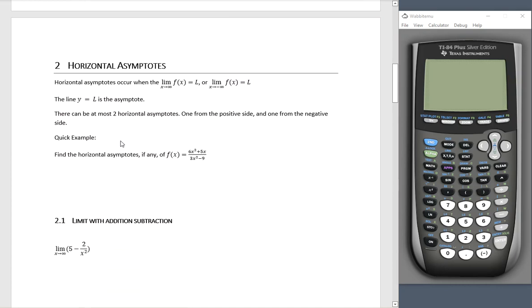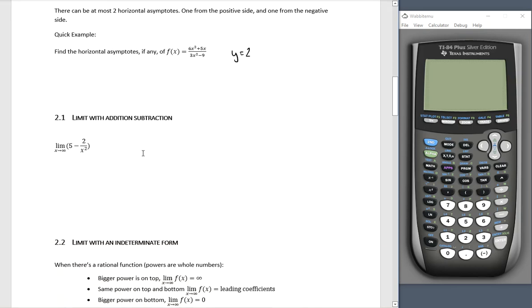That means here, find the horizontal asymptotes, if any. I'm going to write y equals 2 as our horizontal asymptote. Remember, it's always the equation of a line. It's a variable equals a number. And in this case, since it's a horizontal asymptote, it has to be y equals L. Okay, there can be almost 2 horizontal asymptotes, one to the right and one to the left, or one from the positive side, one from the negative side. Don't make it harder than it needs to be.